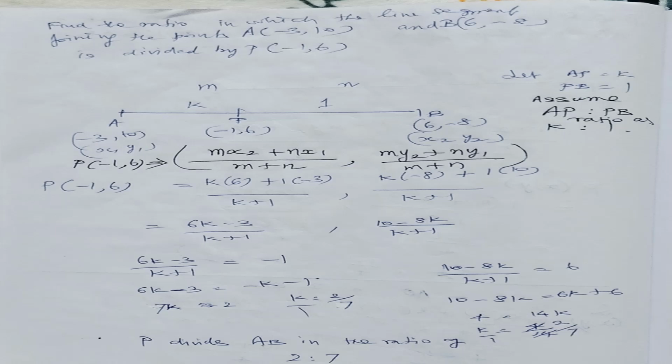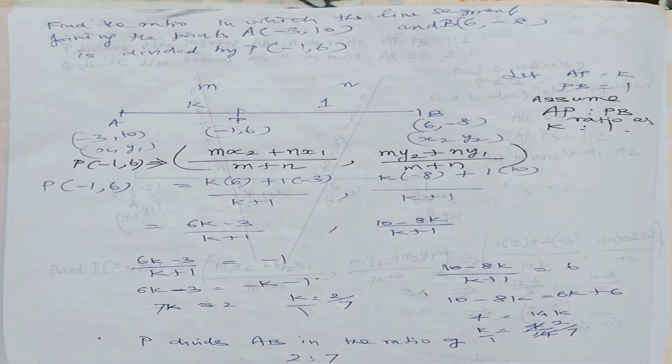Therefore, (6k - 3)/(k + 1) is equated to the x coordinate -1, which gives us 6k - 3 equal to -k - 1. Therefore, k/1 is equal to 2/7. Then on the right hand side, (10 - 8k)/(k + 1) is equal to 6. Solving that, you get k/1 equal to 2/7. Therefore, P divides AB in the ratio of 2:7.